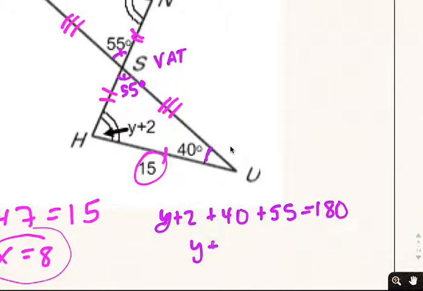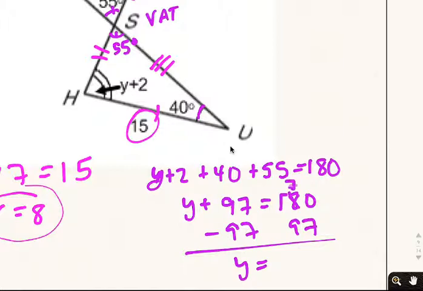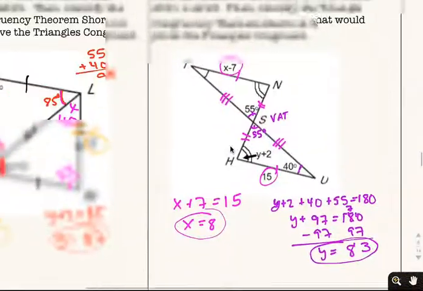So combining, if I take y, let's see, y plus 97 is equal to 180. I subtract 97 from both sides. That'll give me a 3, and then 8, 83. So y in this case is 83. Very good. Let's move on.